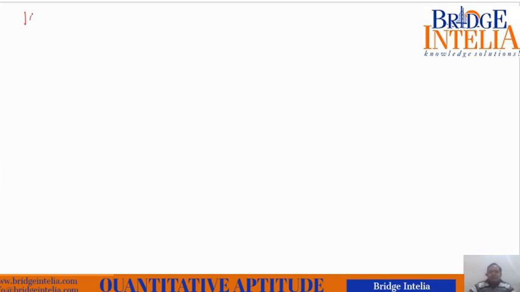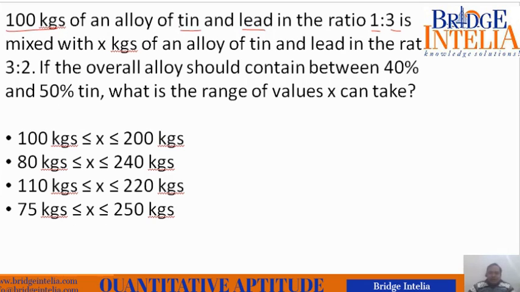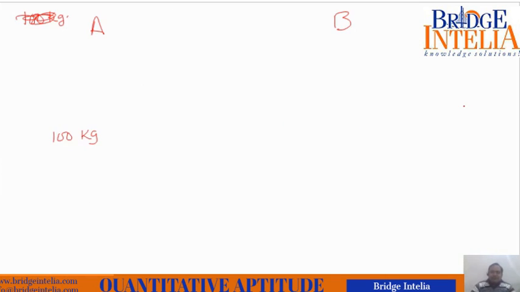So let's see what we know. First name them. There is alloy A, there is alloy B. So we have 100 kgs of alloy A. This is known. The ratio of tin and lead is 1:3. So what is the percentage of tin in alloy A? 1 part out of 4 parts, 1 plus 3, 4. So the percentage of tin in alloy A is 25%. So you can say that this alloy contains 25% tin.